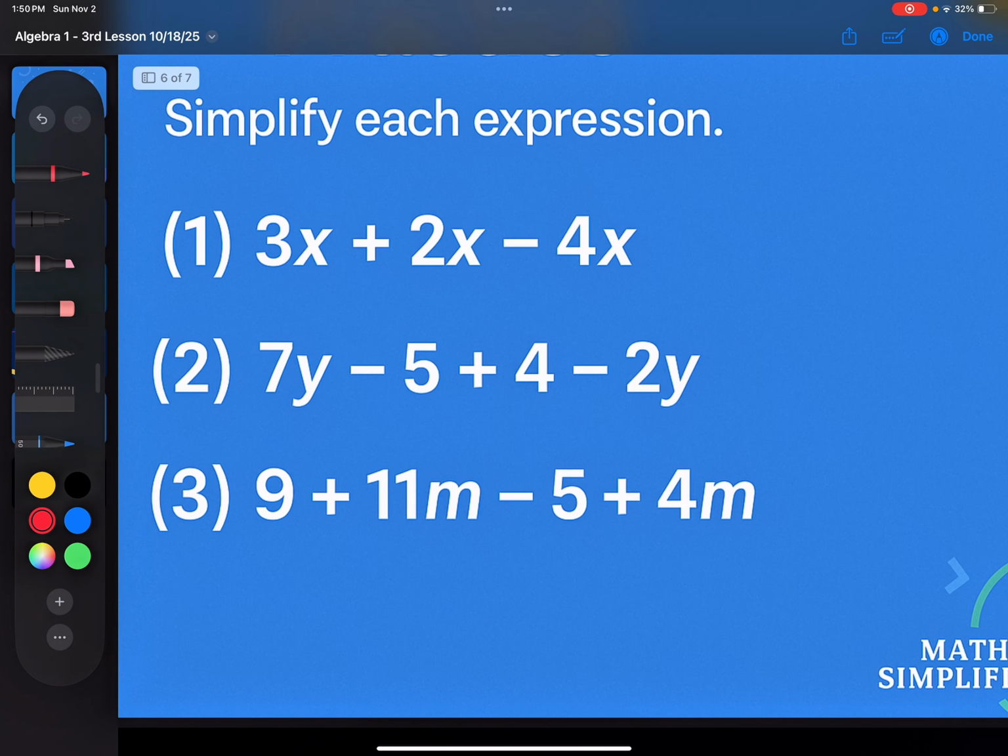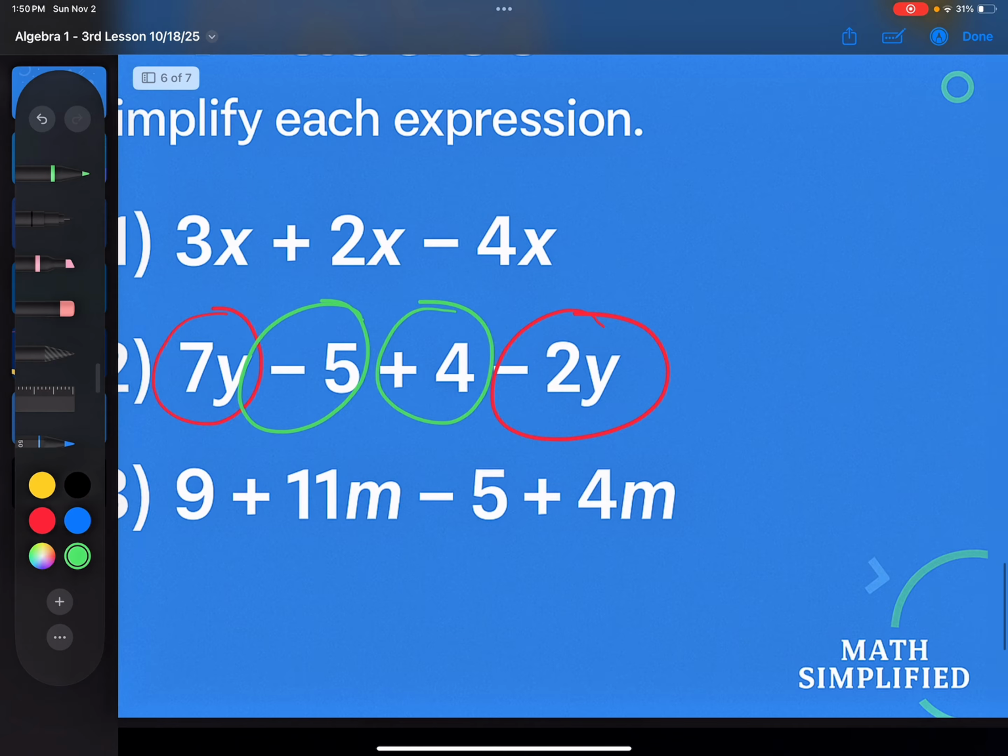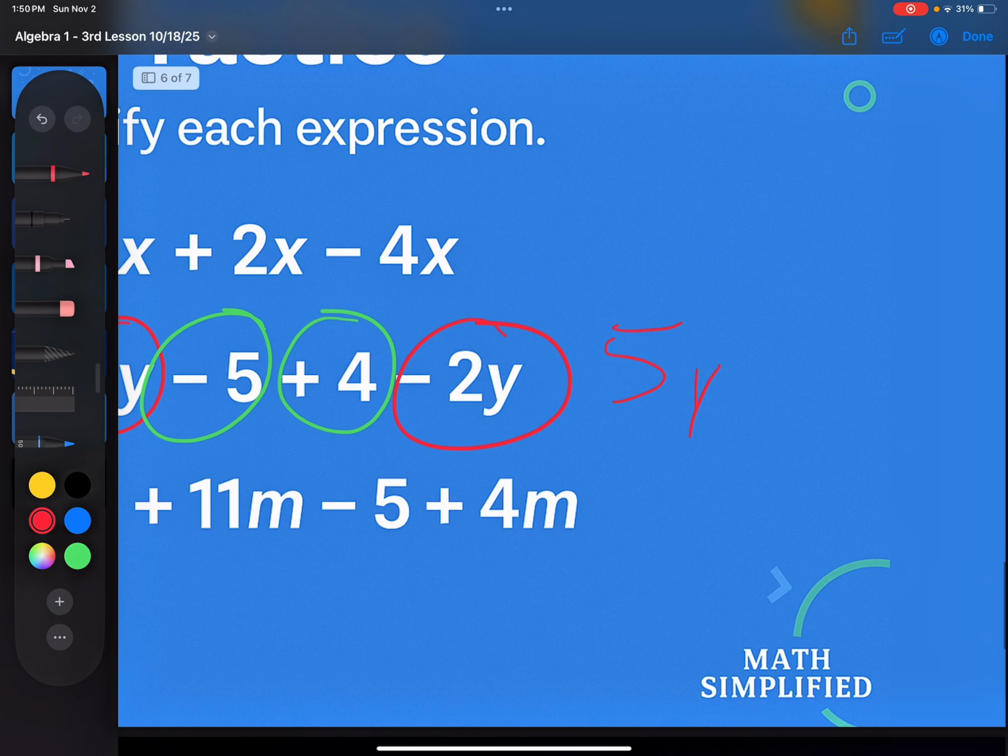Then we have 7y minus 5 plus 4 minus 2y. We have two different groups of like terms. The first group is 7y and negative 2y, since they have the same variable, y. Then we have negative 5 and 4, since they don't have a variable and they're like terms. 7y minus 2y would be 5y. And negative 5 plus 4 would just be negative 1. And this is our simplified expression.